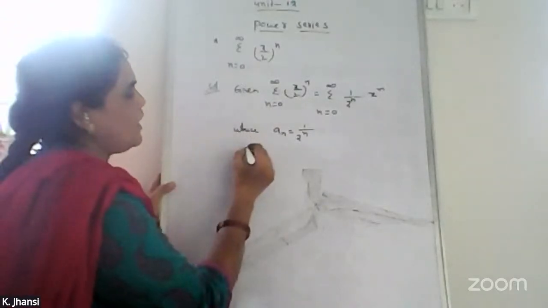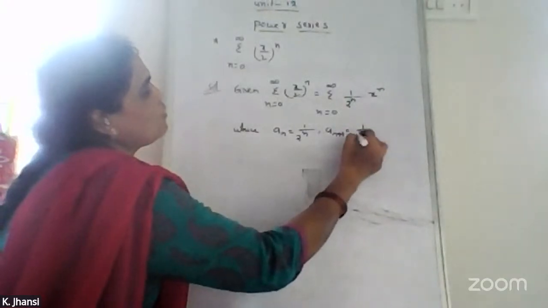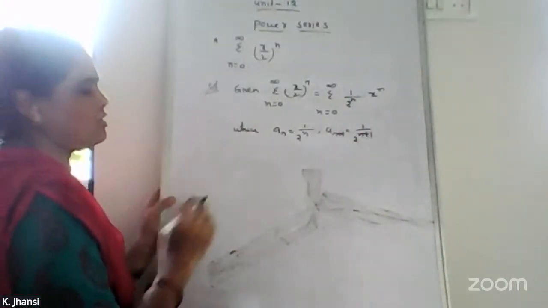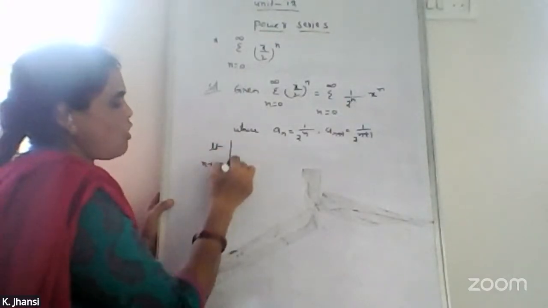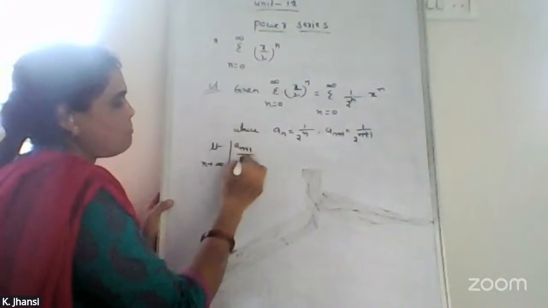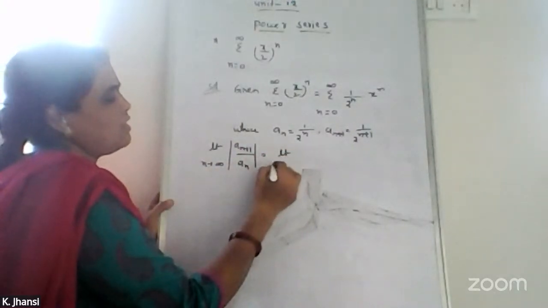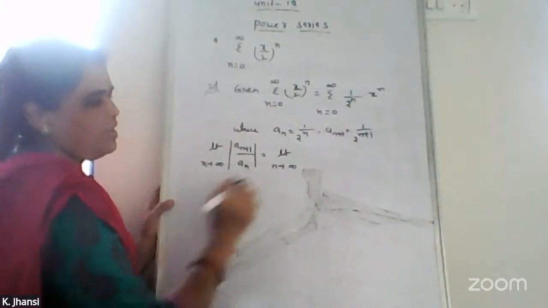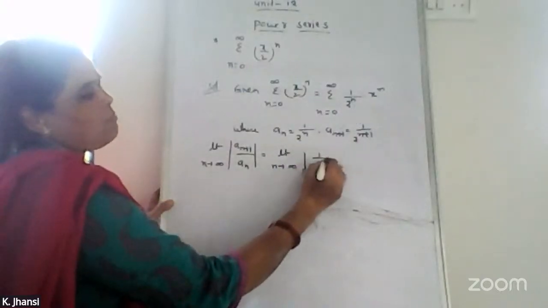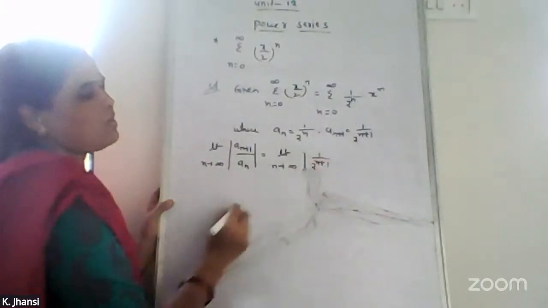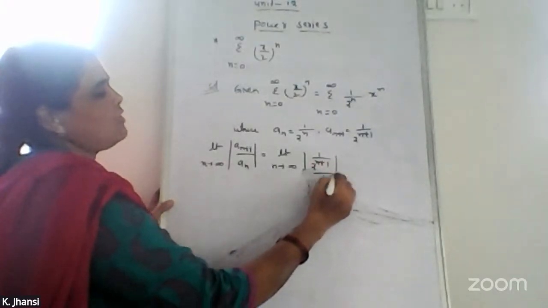So an plus 1 is equal to 1 by 2 to the power of n plus 1. So we have the limit as n tends to infinity of mod of an plus 1 by an. It is equal to the limit as n tends to infinity of 1 by 2 to the power of n plus 1, divided by 1 by 2 to the power of n.